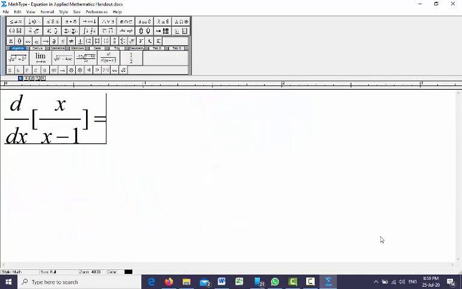So we need to differentiate this one. Here we have x divided by x minus 1. If you have something like that, always remember: differentiating this one is no problem, but if it is in the denominator, you need to move it up. You need to lift this one up to do the differentiation. So let's do it.